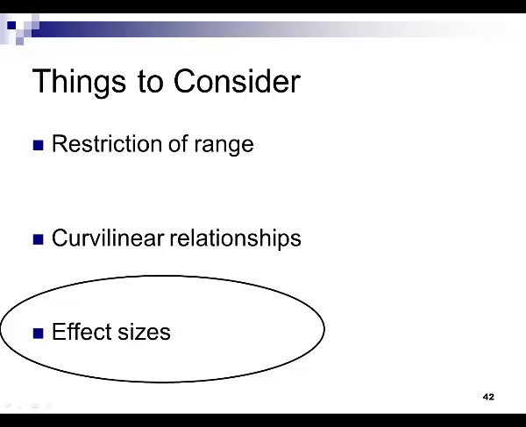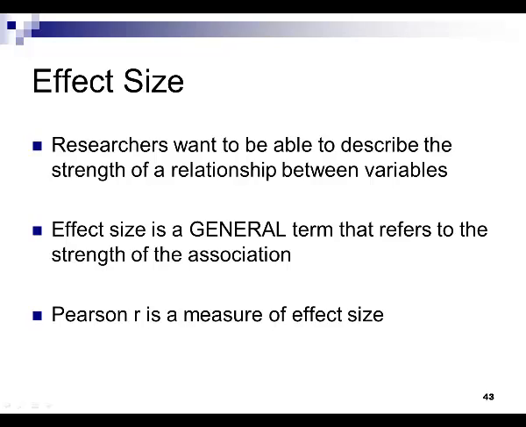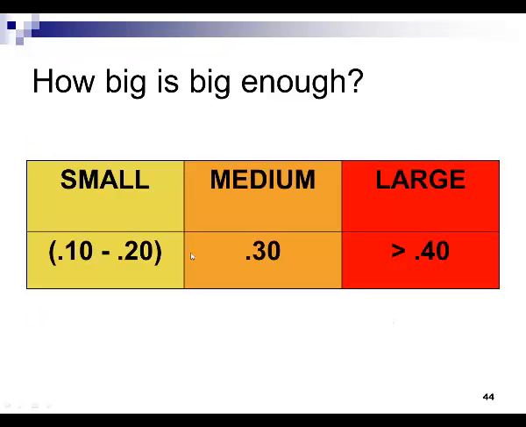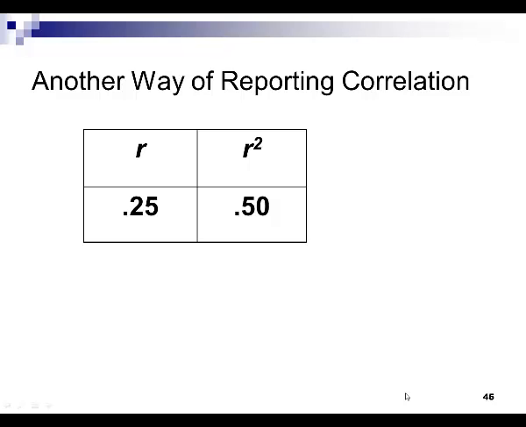And then finally, the most important thing I'd like to impress upon you here is effect sizes. Researchers are most interested in being able to describe the strength of a relationship between variables. So the term that we use to describe that is effect size. And Pearson R, or correlation coefficient, is a measure of effect size. So with effect sizes, a correlation in the range of 0.1 to 0.2 is a small effect size. A medium effect size is a correlation of about 0.3. And then you have large effect sizes that are greater than 0.4.